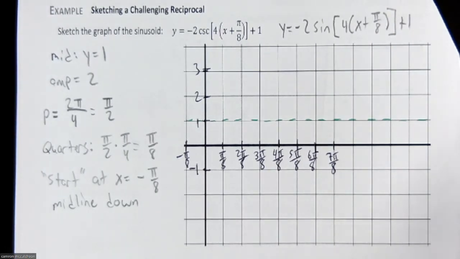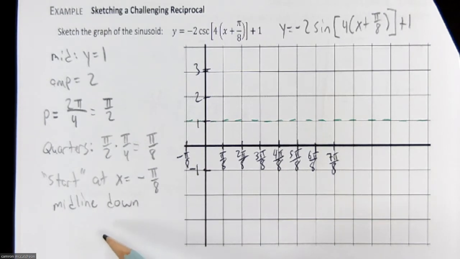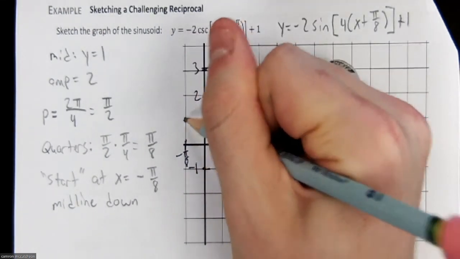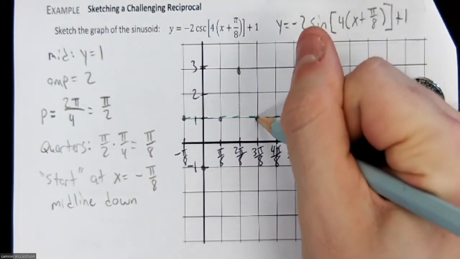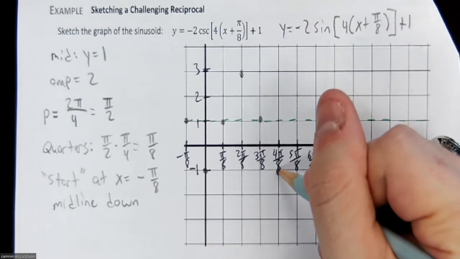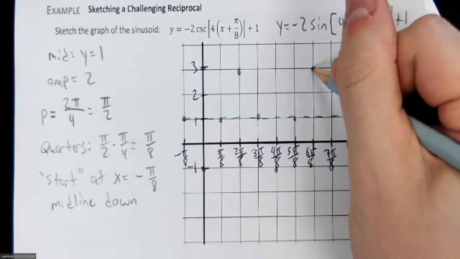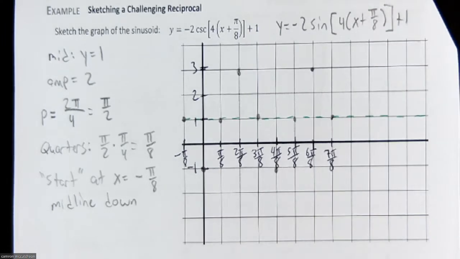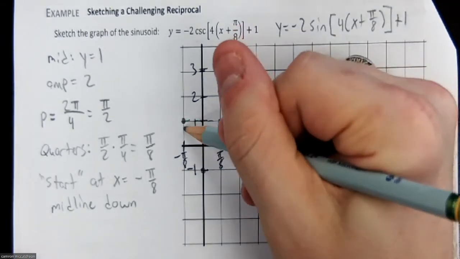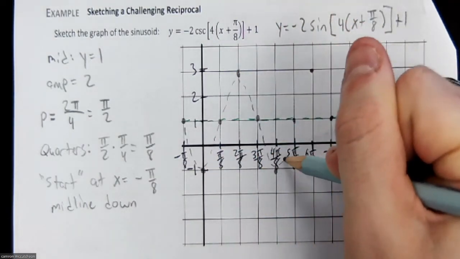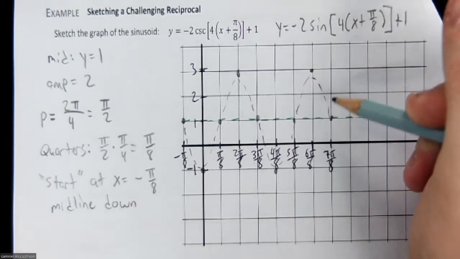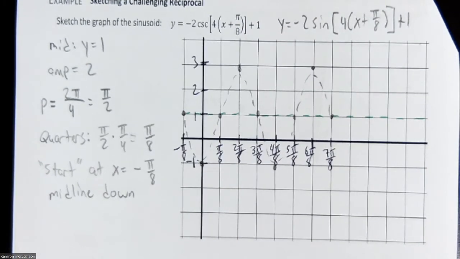This is a ghost wave, so I'm not going to use a pen for this, and I don't want it to stand out too much. But we do know that we're going to start at our midline for our sine wave, and we're going to head towards our minimum. So we're going to start here, and then go down to our minimum. Back up, maximum, midline, minimum, midline, maximum, midline. There we go. Ghost sine.